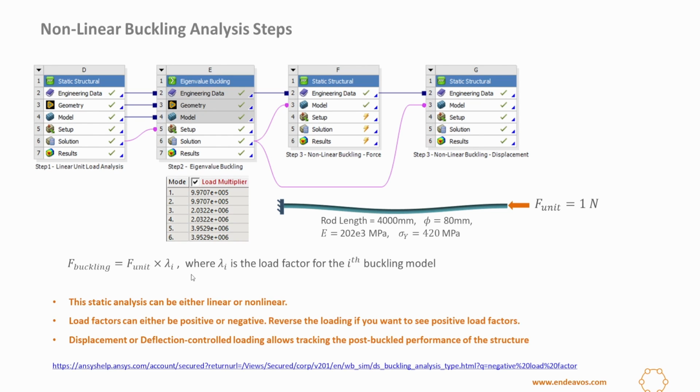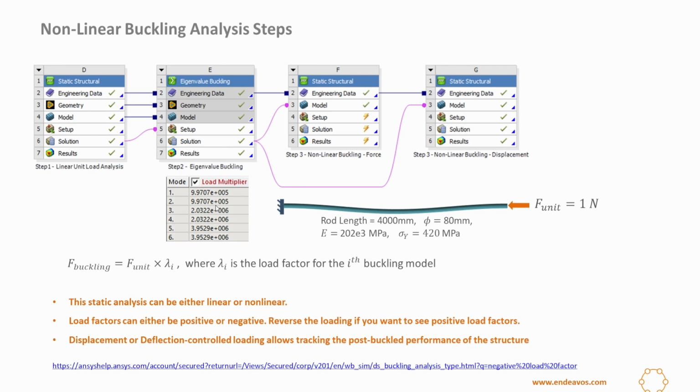A few points to note here. The static analysis that we do here in step 1 can be either linear or non-linear. In fact, if you do a non-linear static analysis using non-linear material model, you will get a more conservative value of these load multipliers. So the eigenvalue buckling analysis can be done on a non-linear model.